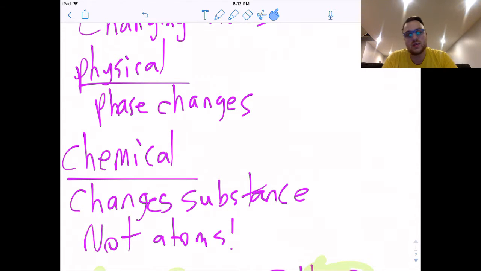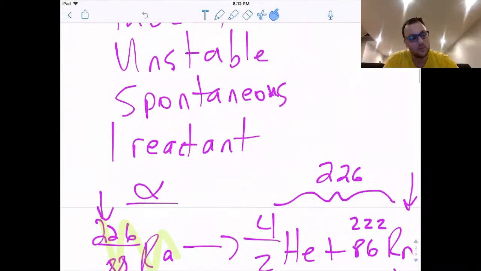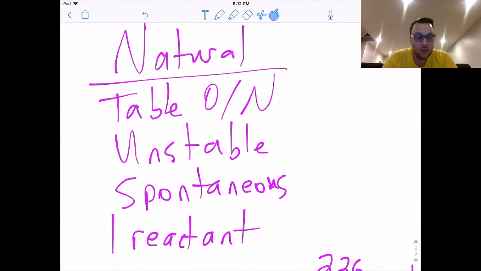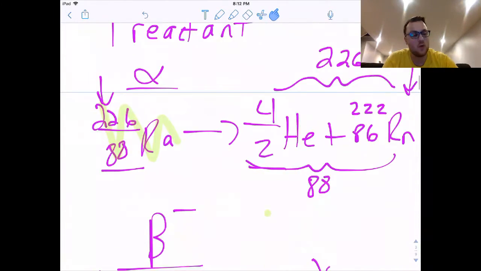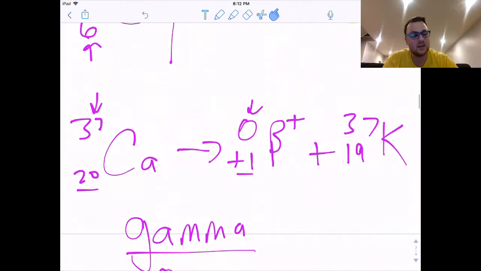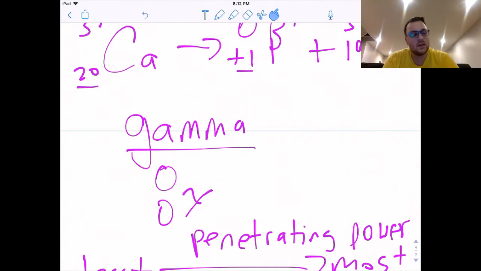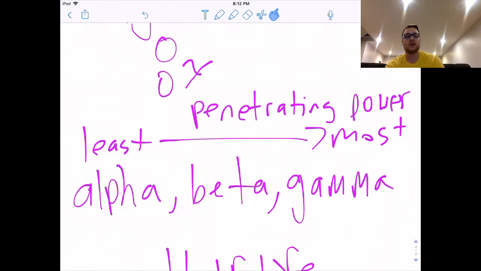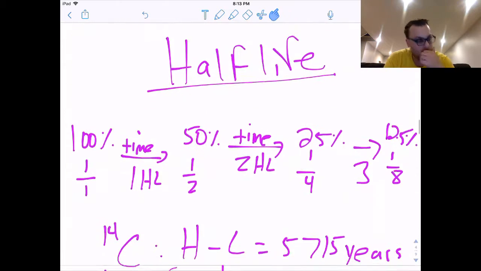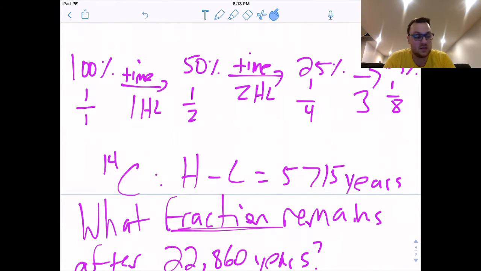But yeah, just knowing natural, table O and N, unstable, spontaneous, all of these have one reactant. One reactant. One reactant. Gamma is the most dangerous, highest penetrating power. So in reverse order, it goes from least to most powerful, it goes in alphabetical order. Alpha, beta, gamma. Half-life, just set up this little flow chart here. You always start with the full amount. Just keep dividing by 2. Keep adding the times together. Keep counting up the half-lives.